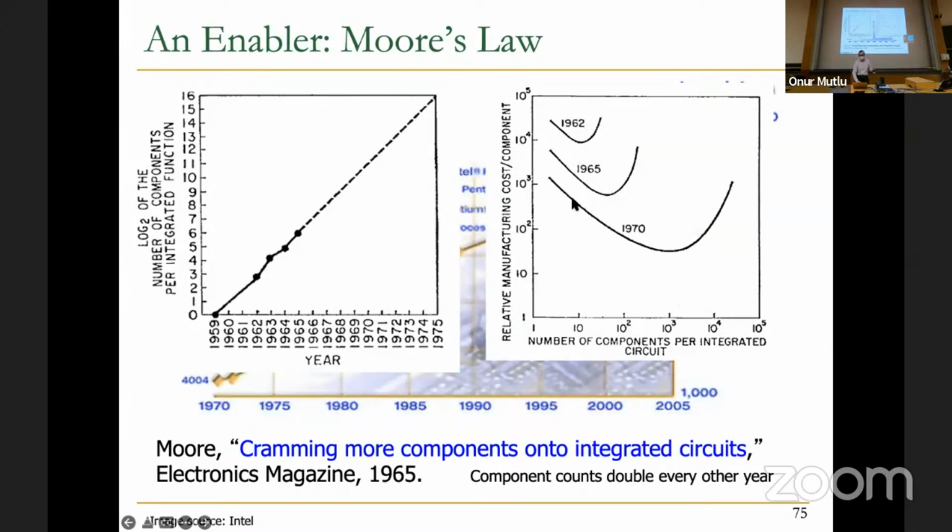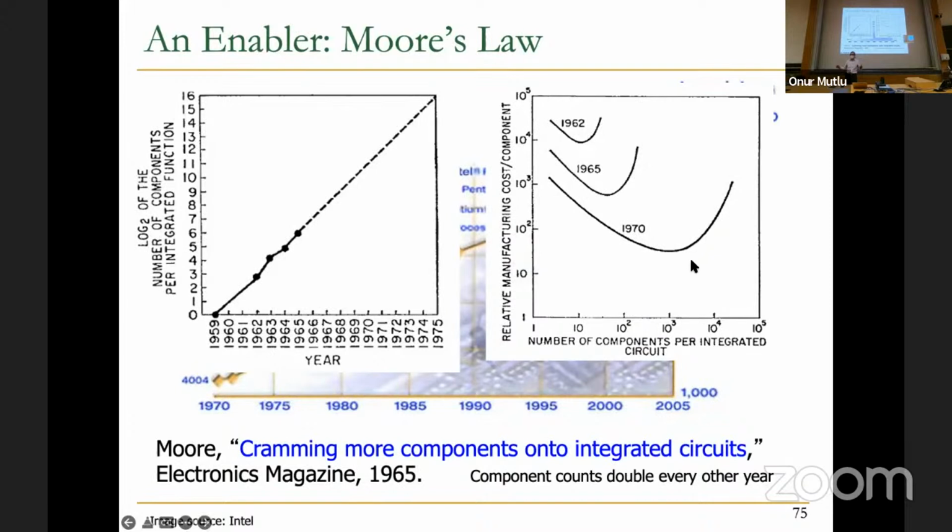And he also looked at this, for example. It's an interesting example from his paper, this number of components per integrated circuit. And this is a relative manufacturing cost per component. You can see that there's a sweet spot in 1962 over here, 1965 over here, 1970 expected to be over here. So basically, number of components is increasing and the cost per component is decreasing at the same time.